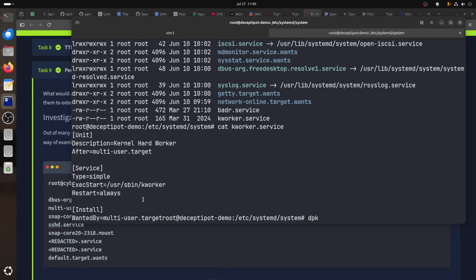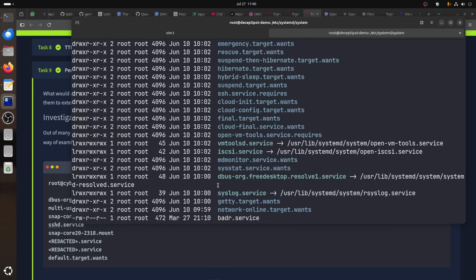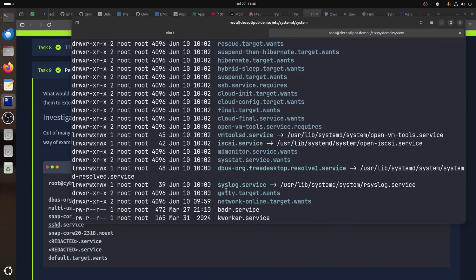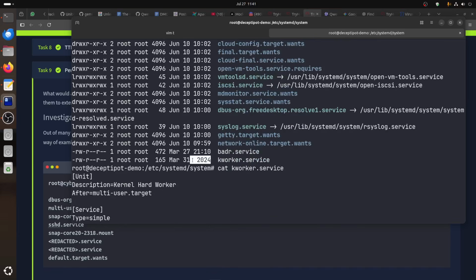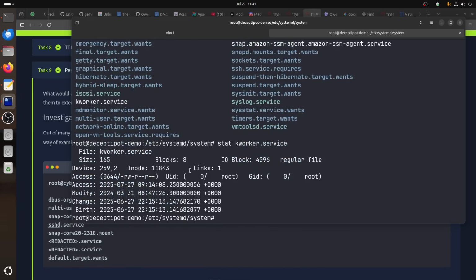Now we can do dpkg minus s, for example, with that being key worker, and it tells you no path found matching pattern. So it means it wasn't installed by a package installer. The timing is dodgy, as I said, because why is it in 2024? Now let's go to the next best thing. We can run the stat command on that file and look at what stat tells you. 2025, 2025, 2025. This is the modified timing. The attacker changed the time. There is a timestamping.